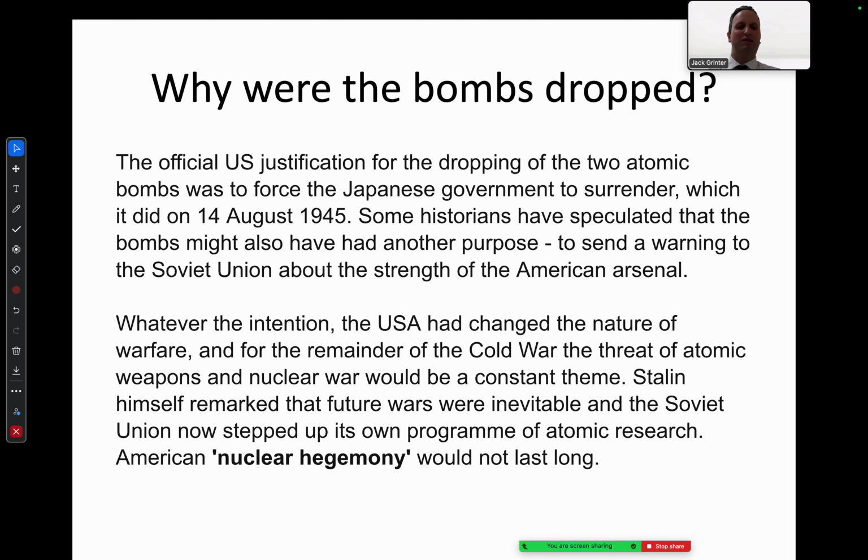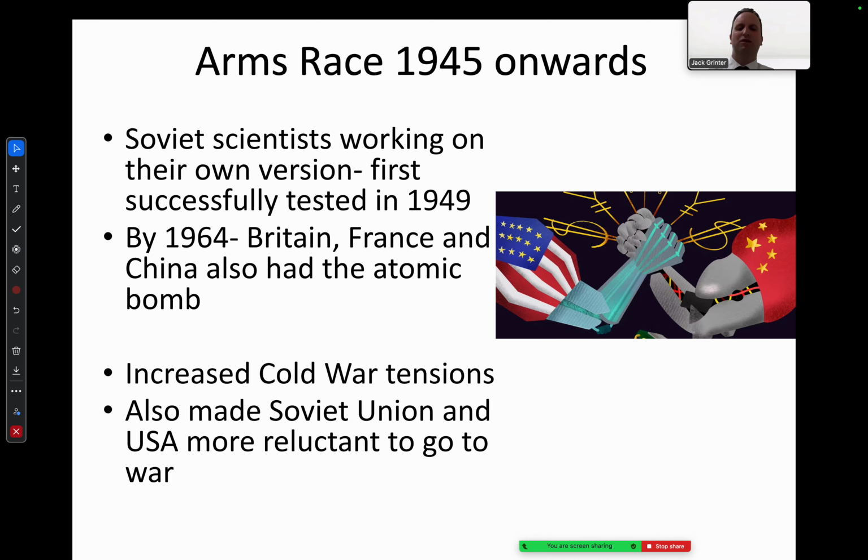And we see the Soviet Union steps up its own program of atomic research. This is the arms race, and so the American nuclear hegemony, which means that America was on its own with having a nuclear weapon, wouldn't last long. It lasted until 1949. The Soviet Union developed theirs in 1949. Yeah, as it says there. And later on in the 60s, we see Britain, France, China also develop an atomic bomb.